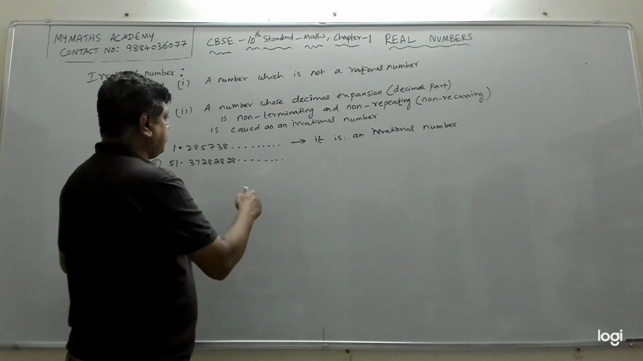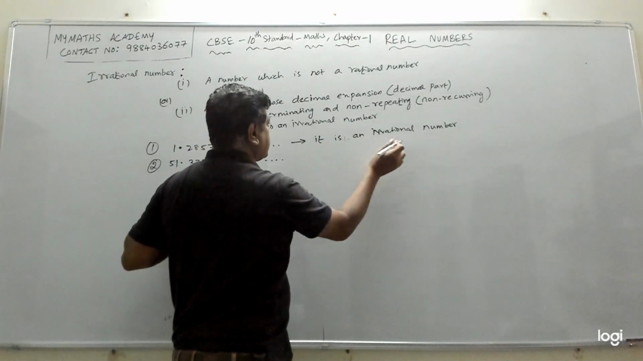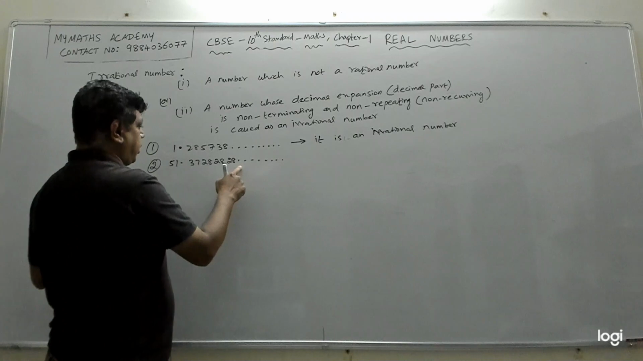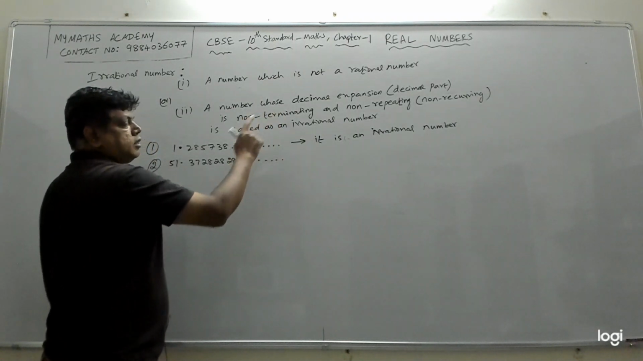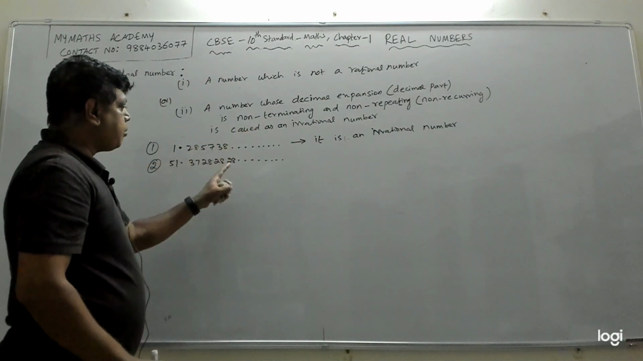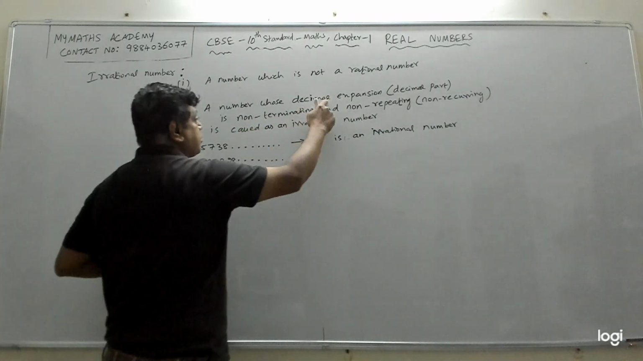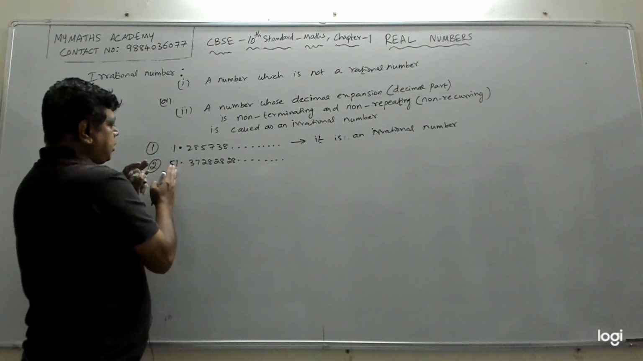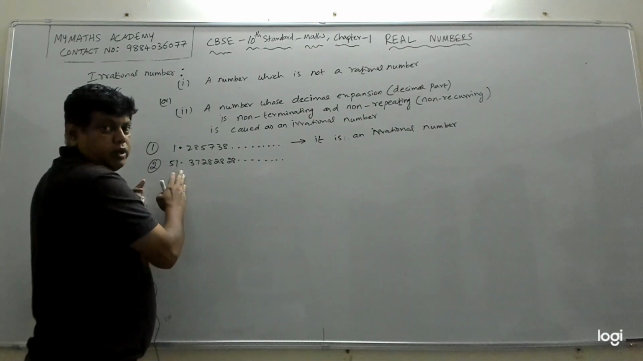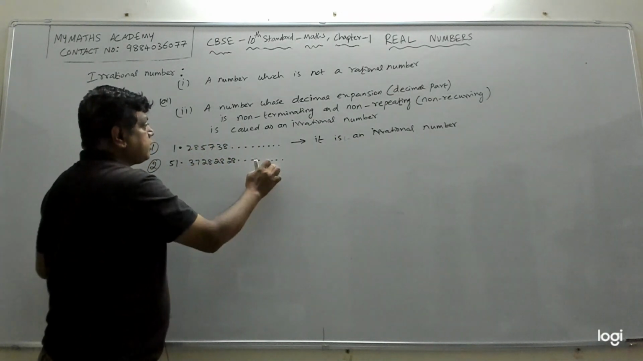Now let's check this. The first one is an irrational number. Now this one has non-terminating, which means dot dot dot dot, so this condition is satisfied. The moment you see dot dot dot dot, it is non-terminating. You need not worry about the number before the decimal; only the decimal part matters. So this one is non-terminating.